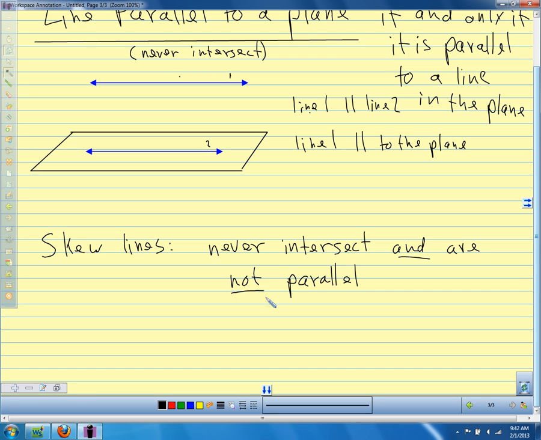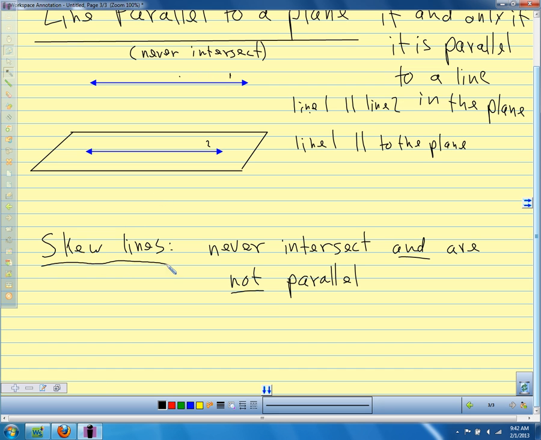So you could think of airplanes flying. You could have two airplanes flying in different directions. As long as they're at different altitudes, they're not going to run into each other. So that would be an example. Their paths would be examples of skew lines.